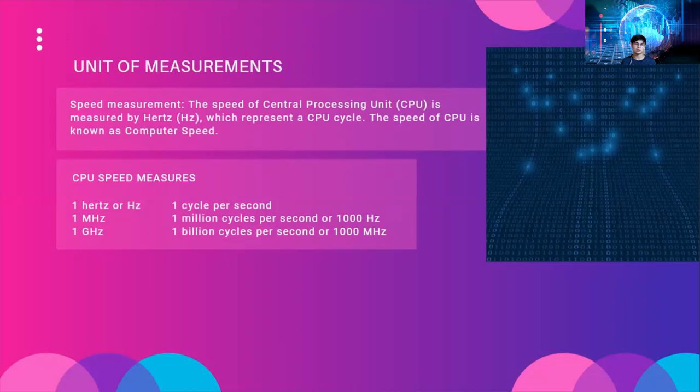And 1 MHz is 1 million cycles per second or 1000 hertz. And then 1 GHz is 1 billion cycles per second or 1000 megahertz. Okay, so that is gigahertz and then megahertz. So please familiarize yourself with the speed measurements also.